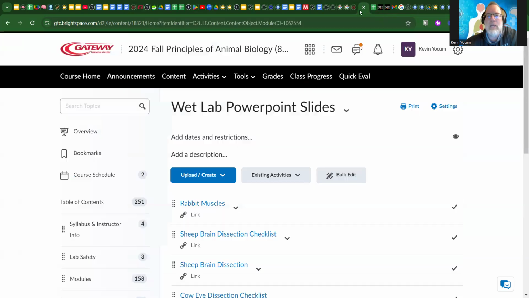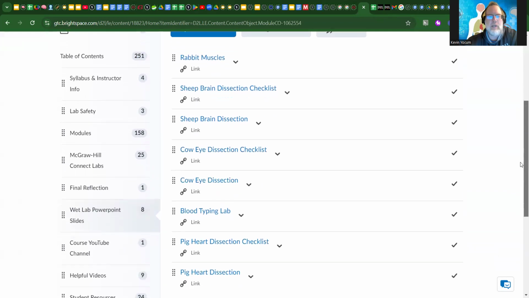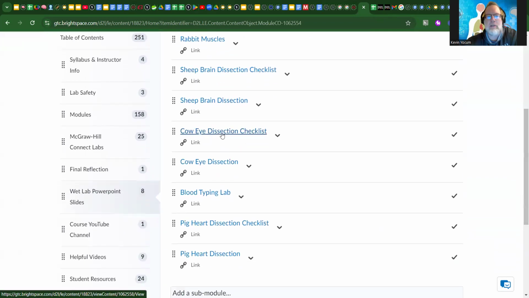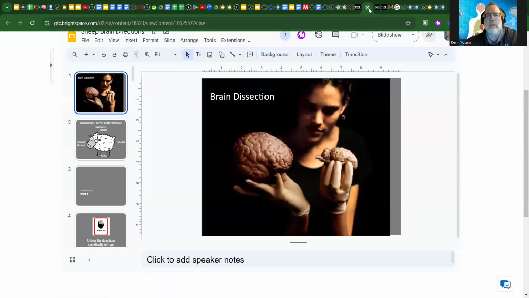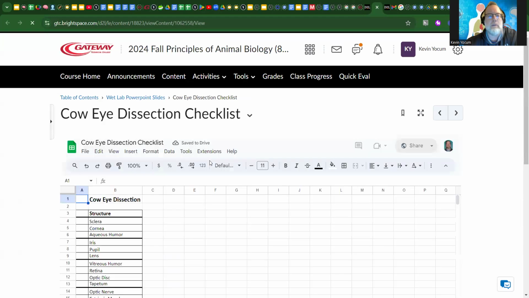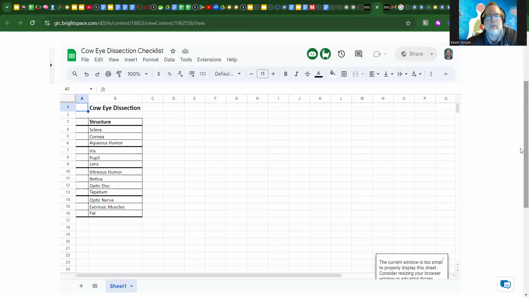All right. So that's that with the sheep brain. Now let's move on where you have the same thing with the cow, or the cow eye. We're not dissecting the whole cow. But anyway, cow eye dissection checklist, and then the cow eye dissection PowerPoint. So let's go to the dissection checklist first. I'm going to go ahead and X these out. There we go. Well, I'll just leave this in here. I don't necessarily need to open it up in a different window.